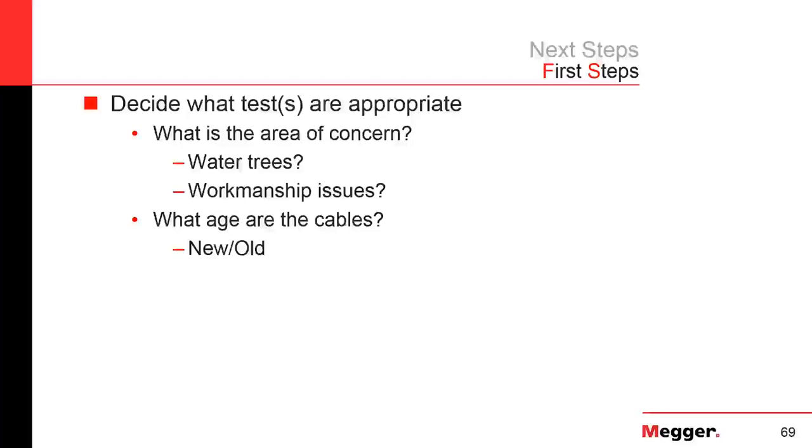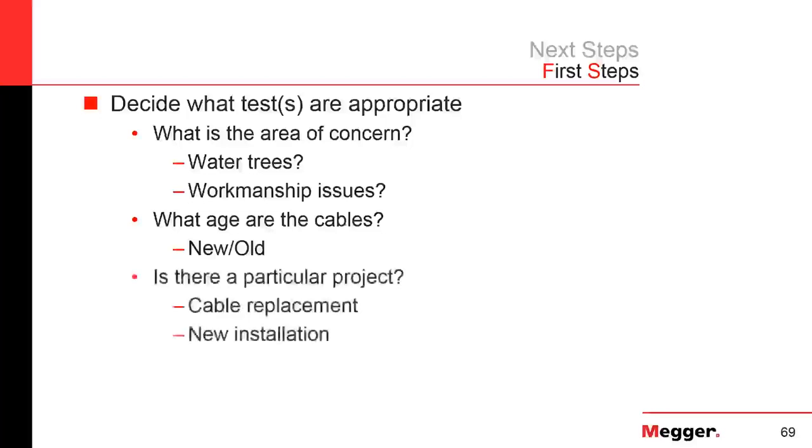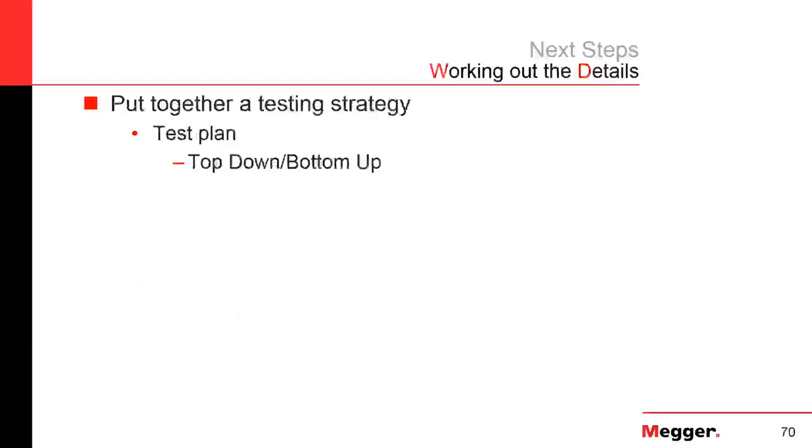New cables don't have any aging condition on them. They're new by definition, so we're not really looking for distributed water trees. So there's no need to do partial tan delta testing, for example. So the age of the cables will affect the types of tests we want to do as well. Is there a particular project you have in mind? Is there a cable replacement project where I have $10 million of cable and only $1 million to replace them, and I want to spend my money the best? That's going to affect the type of equipment we get as well. Or is there a new project that we're looking for to verify, to do acceptance testing on?